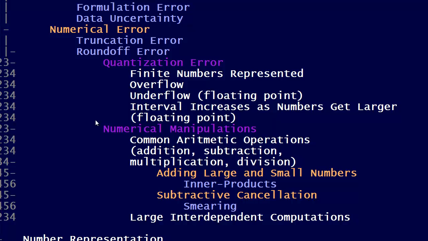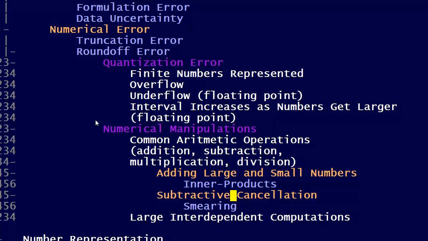And this happens when you subtract two numbers that are very close to each other. And a special case of subtractive cancellation occurs when you're adding terms in an infinite series, for example, where the magnitude of the numbers that you're combining is much, much greater than the magnitude of the result. The problem that you actually have is subtractive cancellation, but the term that we give to that in that specific instance is smearing.